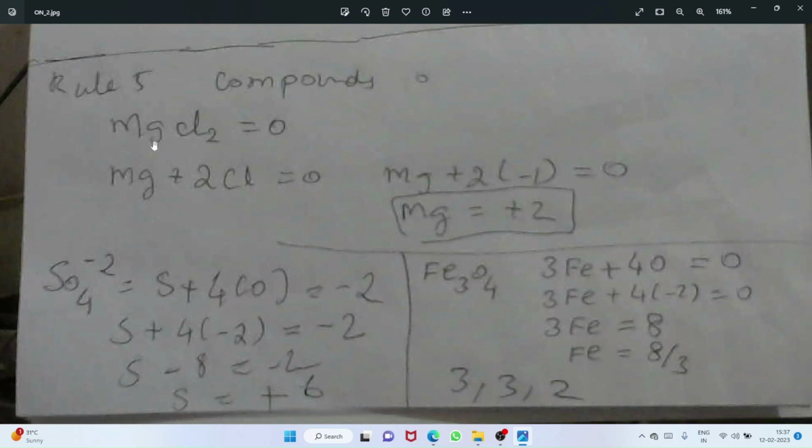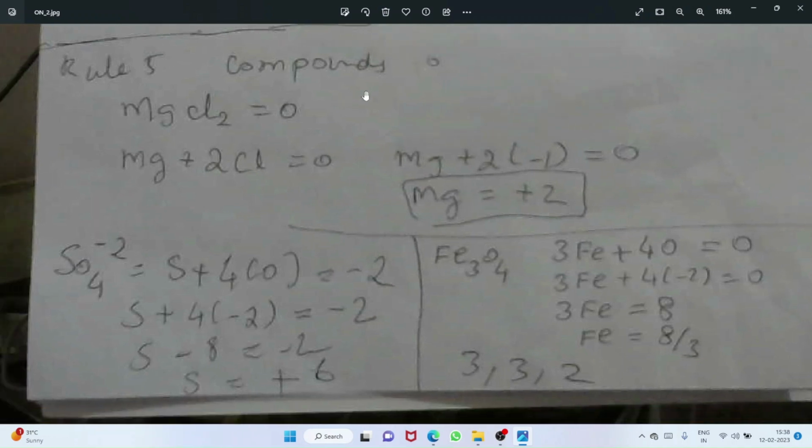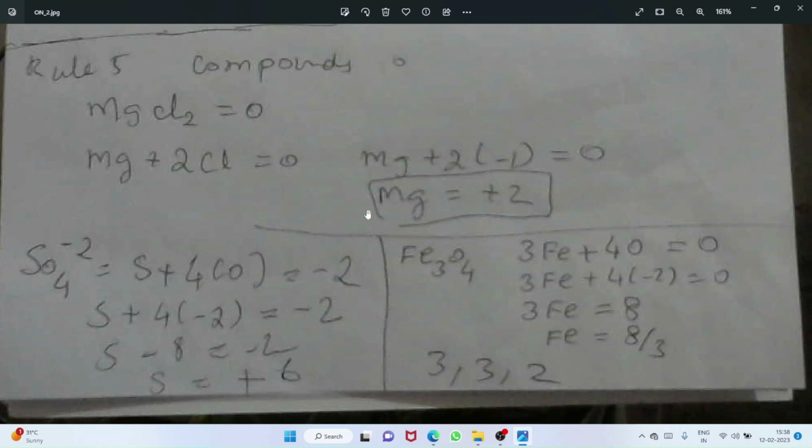Now in the compounds, let's say MgCl2, Mg plus 2Cl equal to 0. If we substitute minus 1 for the Cl, then Mg you will get positive 2. So here SO4 minus 2, S plus 4O equal to negative 2. For oxygen, if you substitute negative 2, then you will get positive 6 for the sulfur. Okay. Here, the oxidation number can also be fractional.